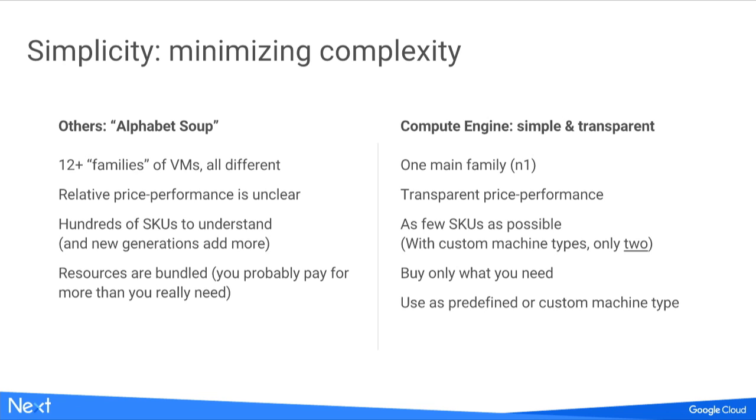And what we try to do with that is give you a transparent price and performance. So that allows us to have as few SKUs as we possibly can to understand in the first place. Fewer things to understand, the better. And with something like custom machine types, there's actually only two. There's how much a CPU costs and how much RAM costs. So that lets you buy just what you need, and you can use it however you want, either as one of our predefined shapes or as a custom machine type.